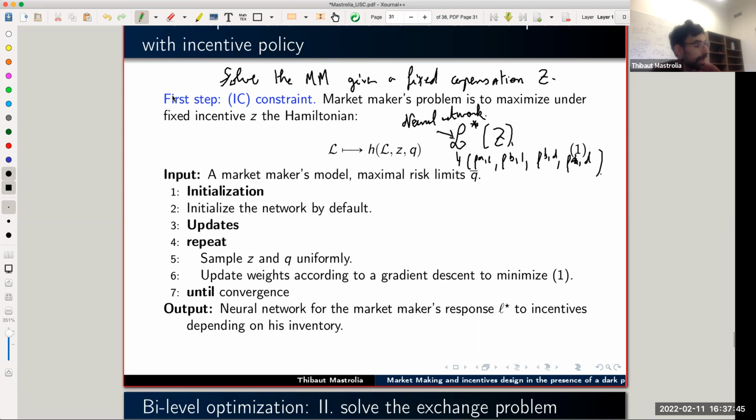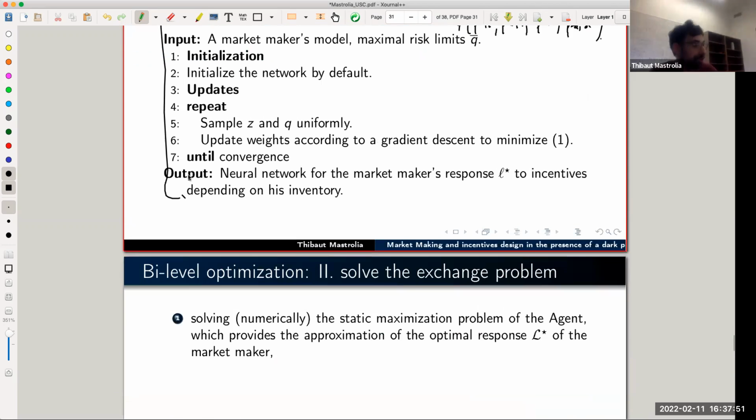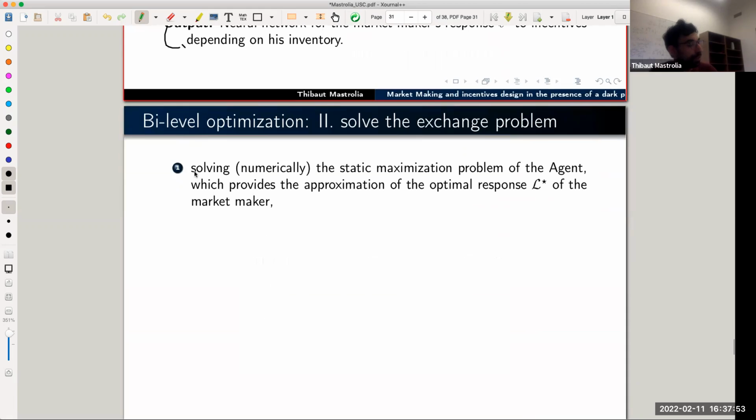And now I have characterized this constraint. I take this constraint and I put it in the problem of the exchange. So if I do that, the first step, I have solved numerically the problem of the market maker. So the agent is the market maker. It gives me an optimal response L star, which depends on Z and which depends on Q.